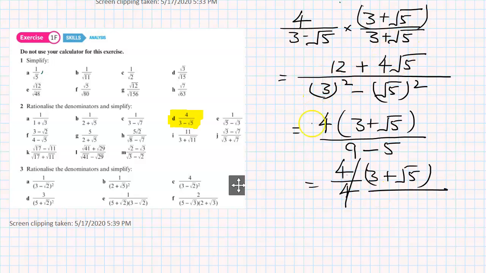Imagine if this number is, instead of 9 minus 5, it is 9 minus 6. So 3 remaining. Then you would have to multiply 4 by 3 and 4 by root 5. Now let's do a bit complicated question. Let us do this question.